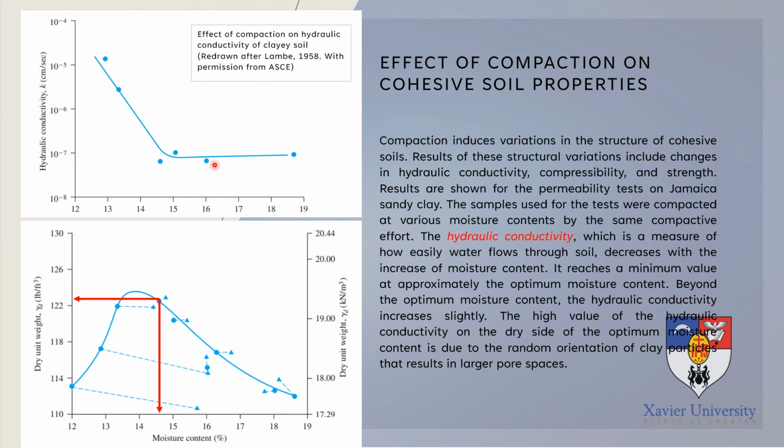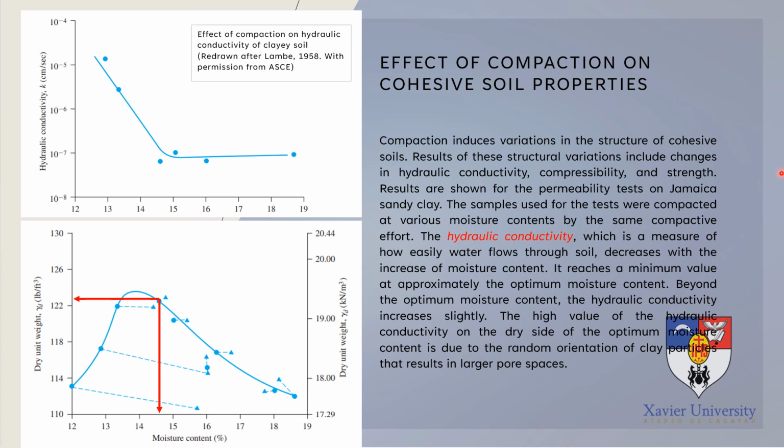This graph is due to Lambe 1958, with permission from ASCE. The samples used for this test were compacted at various moisture contents by the same compactive effort. The hydraulic conductivity, which is a measure of how easily water flows through the soil, decreases with the increase of moisture content. It reaches a minimum value at approximately the optimum moisture content. Beyond the optimum moisture content, the hydraulic conductivity increases slightly.